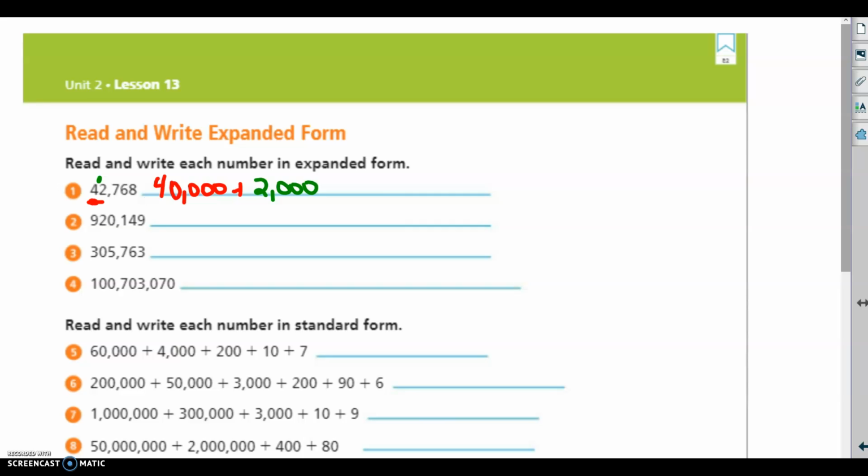All right, let's switch to the next number. The next number is the 7, and the 7 is in the hundreds place. 7 hundreds is 700, written like that. So we're writing the 700 all by itself. Next up is the 6, 60. And then what's left? The 8. So we're writing each digit all by itself.